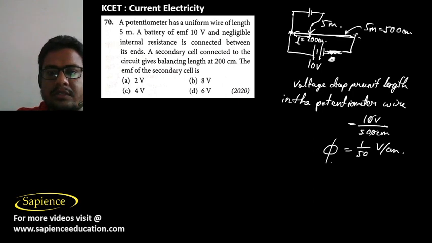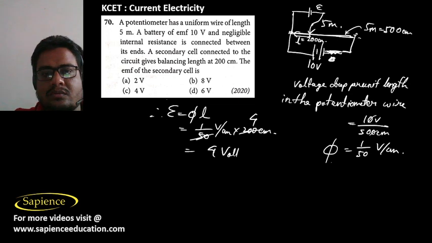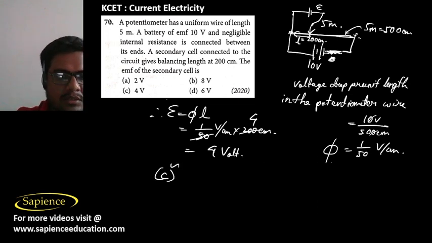So this is phi. Therefore the EMF of the secondary cell will be equal to phi into L, where L is the balancing length. So phi is 1 by 50 volt per centimeter into the balancing length of 200 centimeter. 5 4s are 20, so 4 volts. So option C is the correct answer.